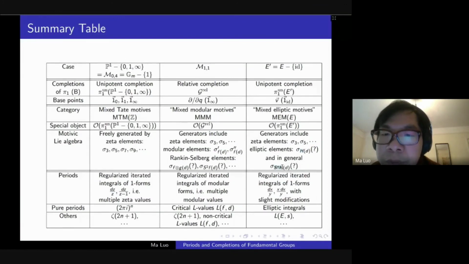And you should have these symmetric powers. And the periods are iterated integrals of the abelian differential and the differential of the second kind, and so on. And the pure periods would be these elliptic integrals, and the extension data would come as L values of L functions associated to elliptic curves.